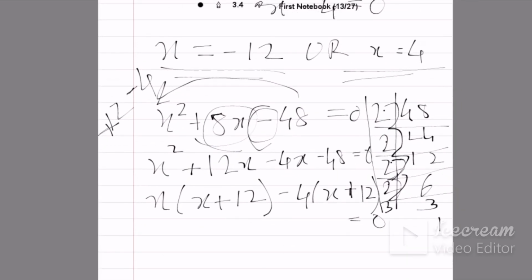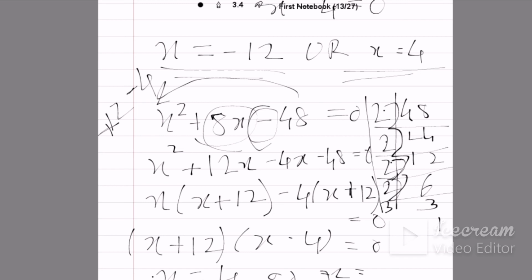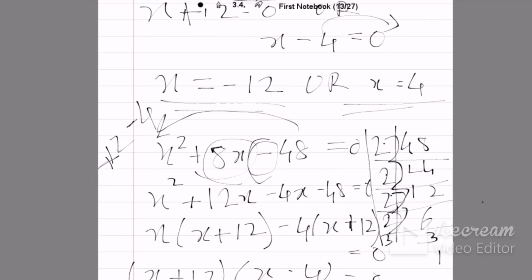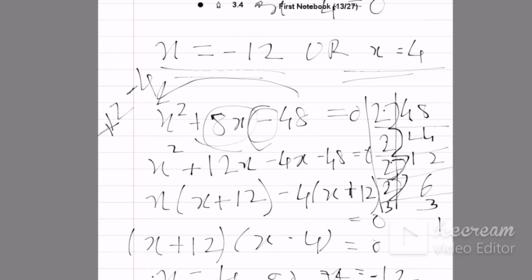So we just combine these two terms, that is x plus 12 and x minus 4, and we get the values of x is equal to 4 or x is equal to minus 12. So here we can see that both the methods give the same answer, and we have verified that.